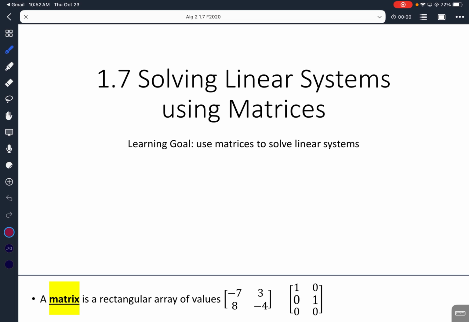So 2.7 solving linear systems using matrices. This is a nice organized method of doing this, but there is a method and you need to do the method that I teach you. It is not let me do whatever I want to do. There's a procedure and you must follow the procedure.